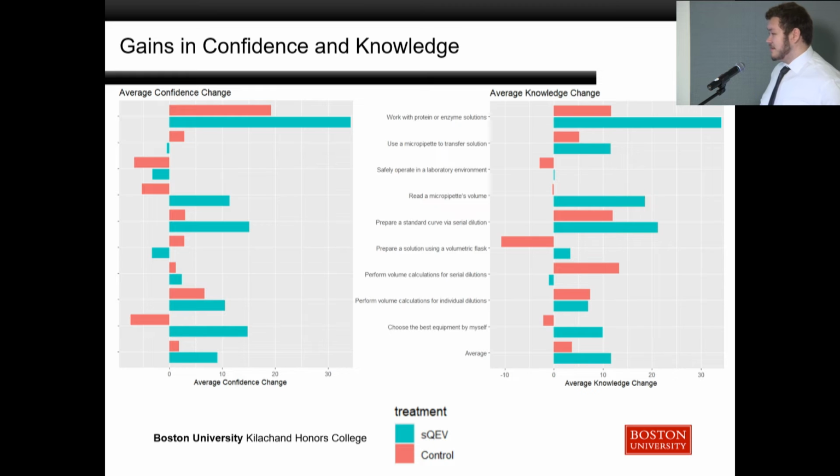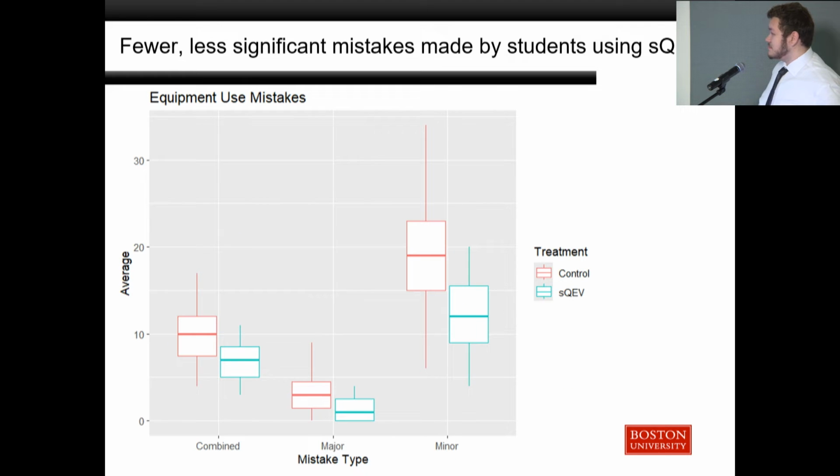Looking at the same data in a different way, we saw that on average, our QEV students had a higher change in their confidence and knowledge, with the greatest change in things they hadn't worked with before, such as working with protein or enzyme solutions. But for all of our categories, we saw our QEV students having a higher average change, which suggests that, again, they were better.